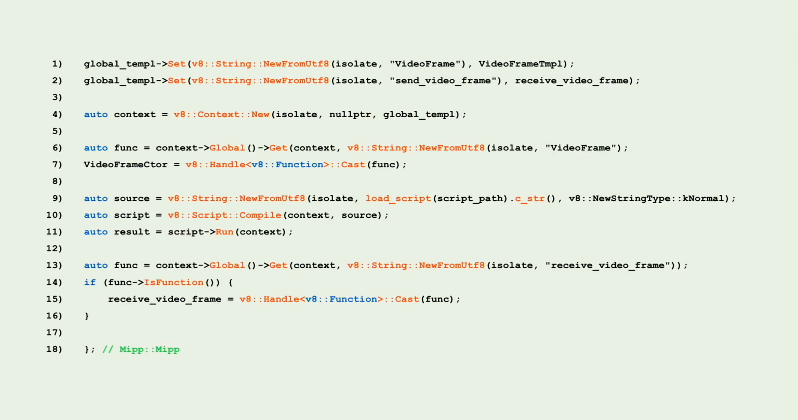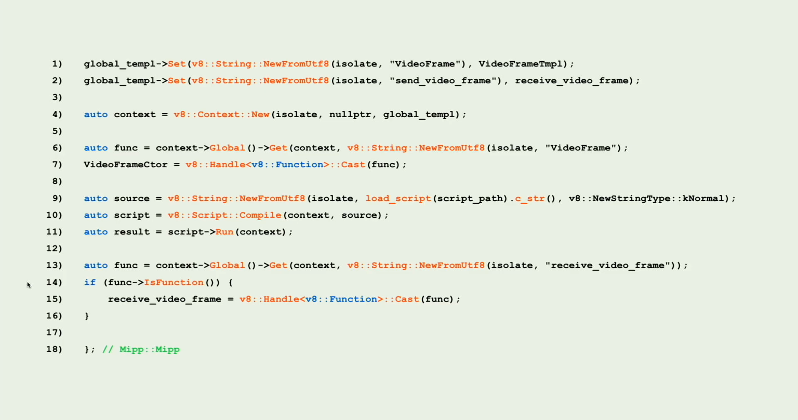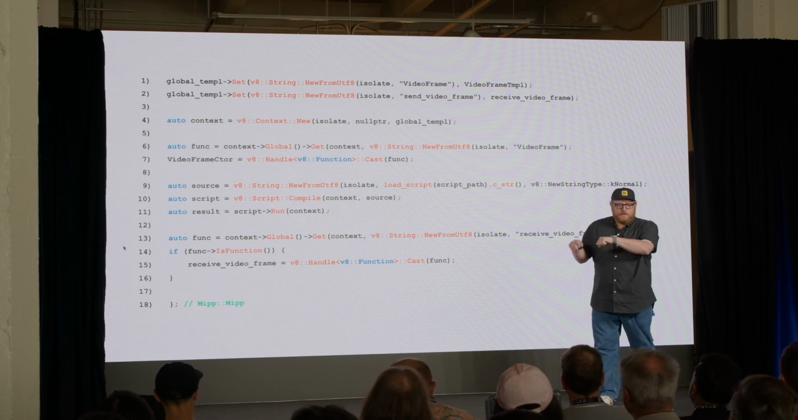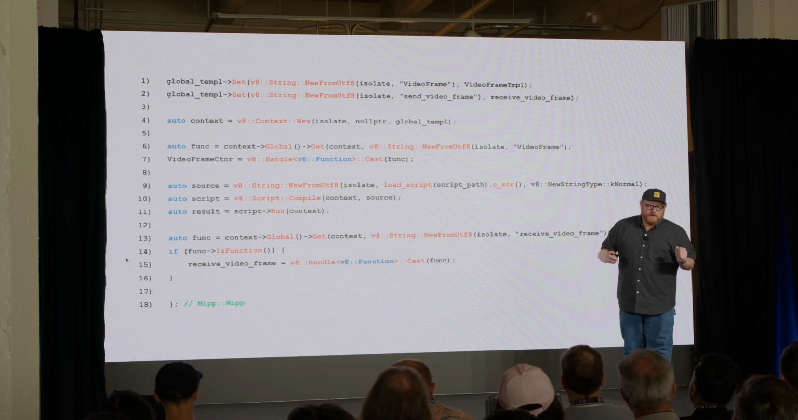Finally, we're going to finish our JavaScript initialization. We're going to take that video frame template, actually give it a function, video frame, so that'll be our constructor. And then our send video frame will call receive video frame. Finally, we set up our context, and the context basically creates our JavaScript environment. So at this point, we're ready to run code. But before we do that, or after we do that, we actually go in and grab a handle to the video frame function we just created. What this allows us to do is call new video frame from within JavaScript, but using this handle, we can also call new video frame within C++. So now we can create a frame at either layer.